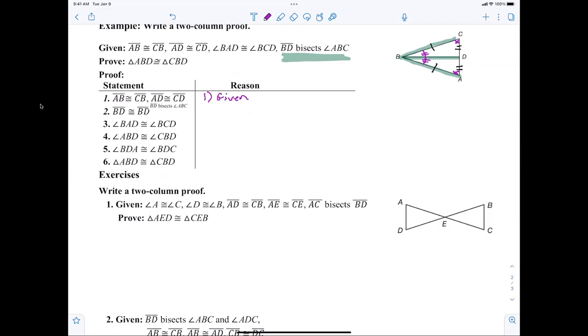All right, so what's true? Why is BD congruent to BD? Very good, guys. Yeah, the reflexive property. You are equal to yourself. That's called the reflexive property. So BD is shared by both triangles. Does everybody agree with that? So now I mark 3 tick marks.